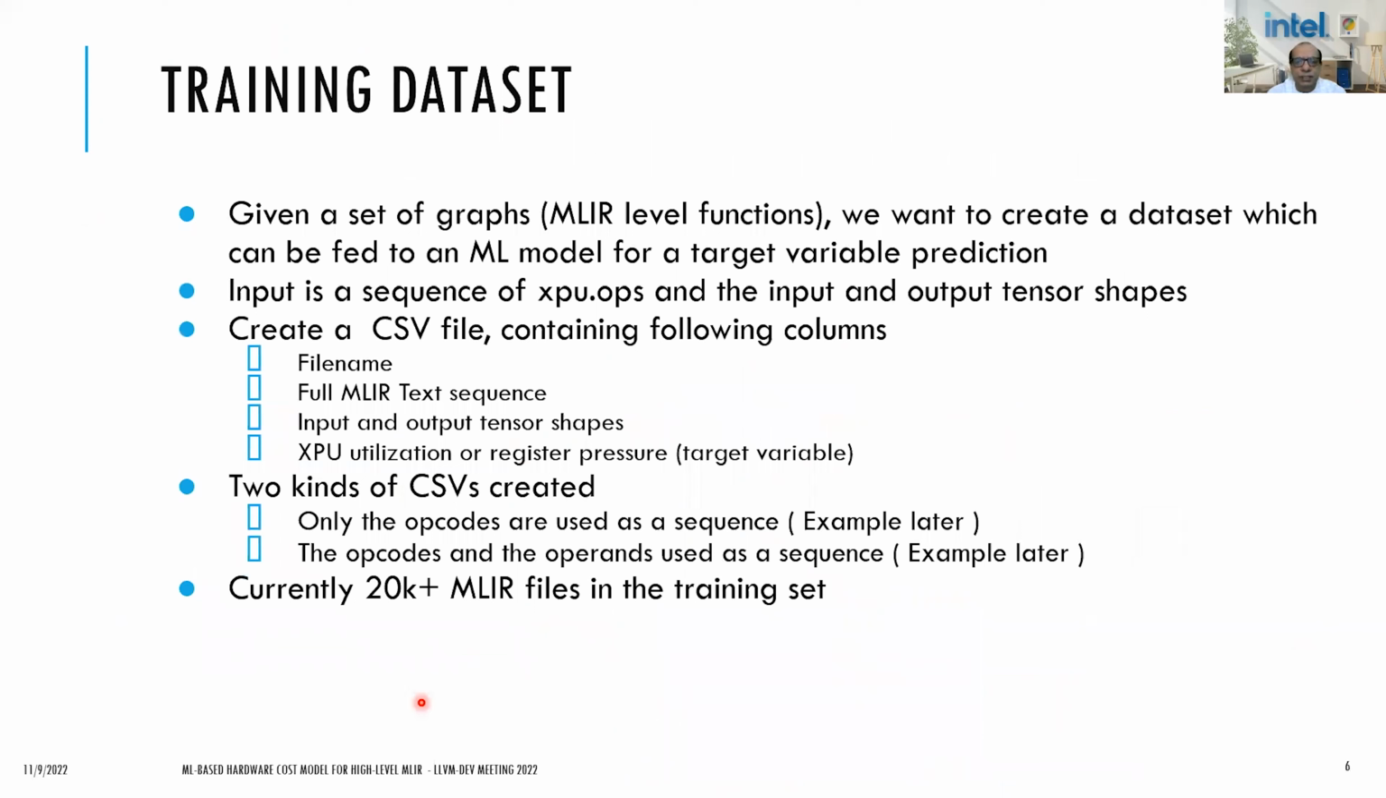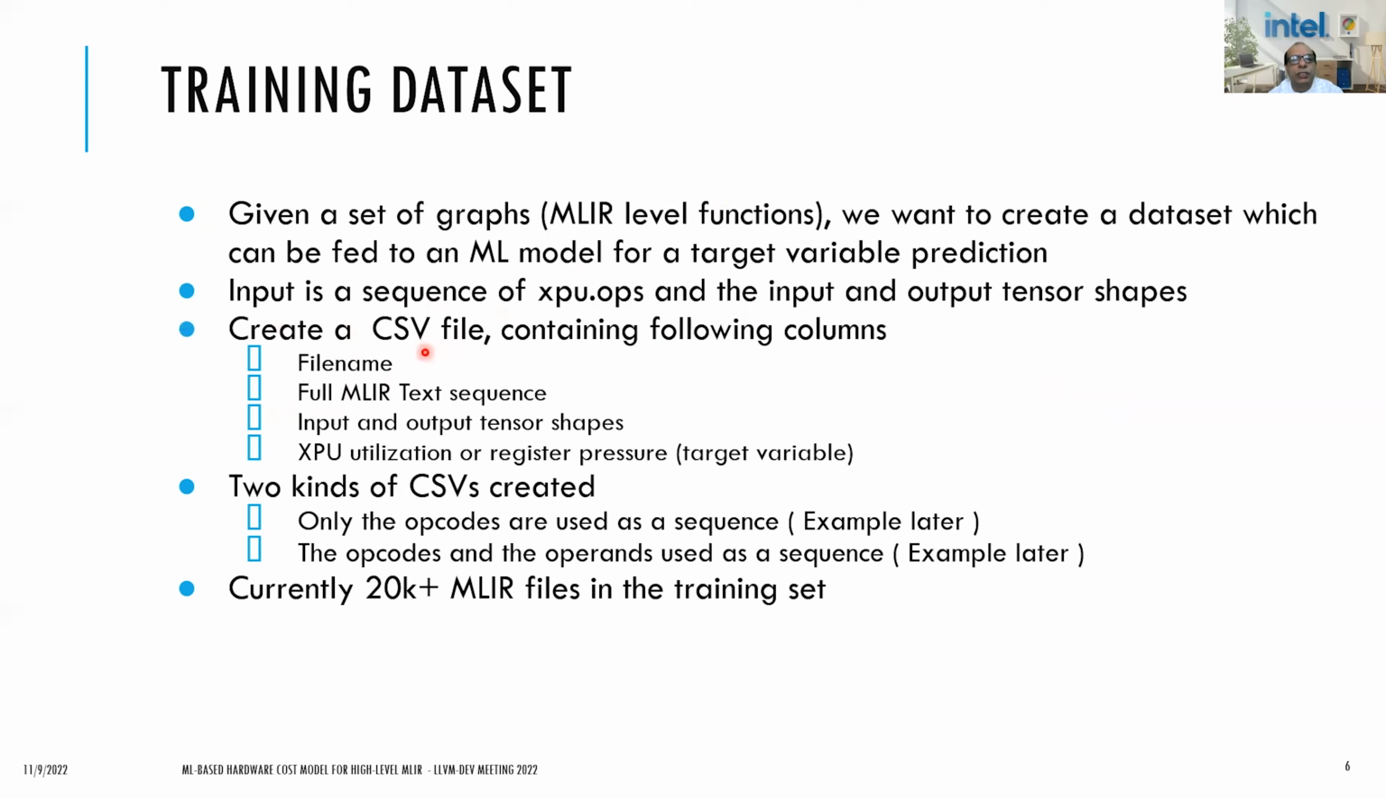What does our training data set consist of? What we actually do is we capture a lot of these data flow graphs, which are represented as MLIR level functions from our high-level frameworks. It can be from TensorFlow, it can be from PyTorch, or other frameworks, but we get these graphs in MLIR level, which is basically, as I showed you, a sequence of xpu.ops and some input and output tensor shapes, and the characteristics of that particular set of data.